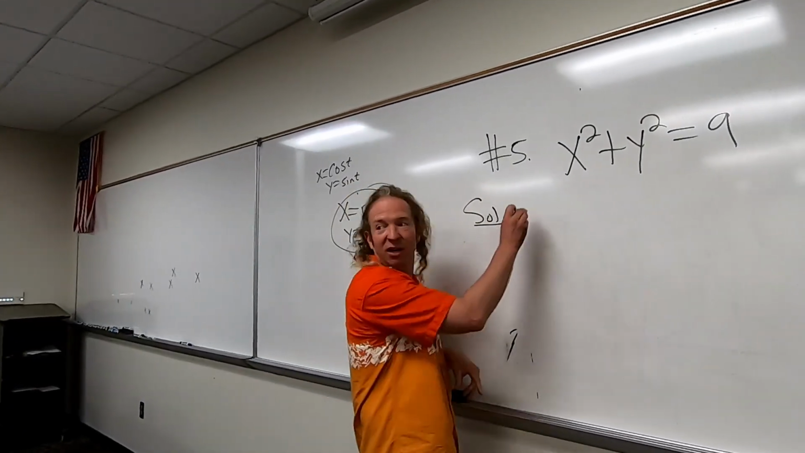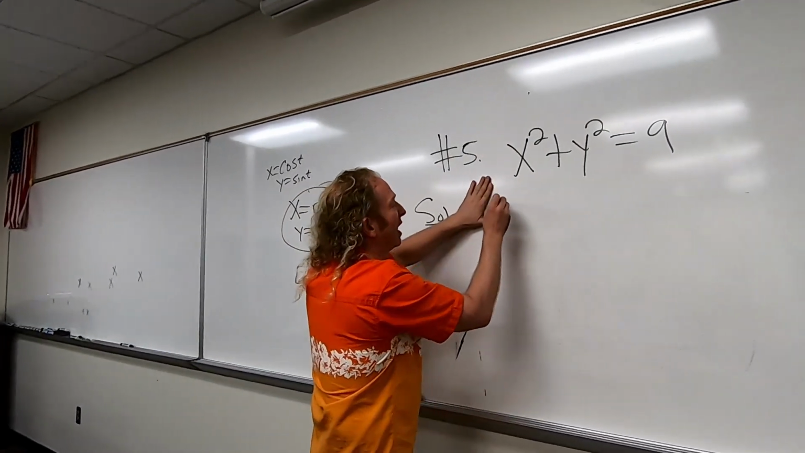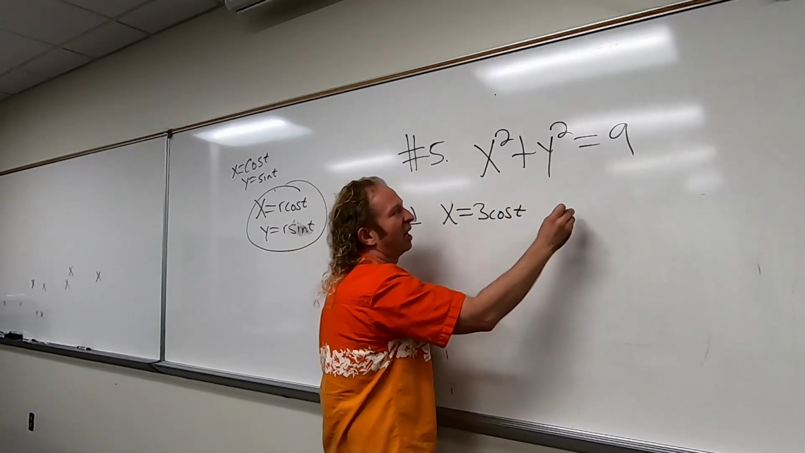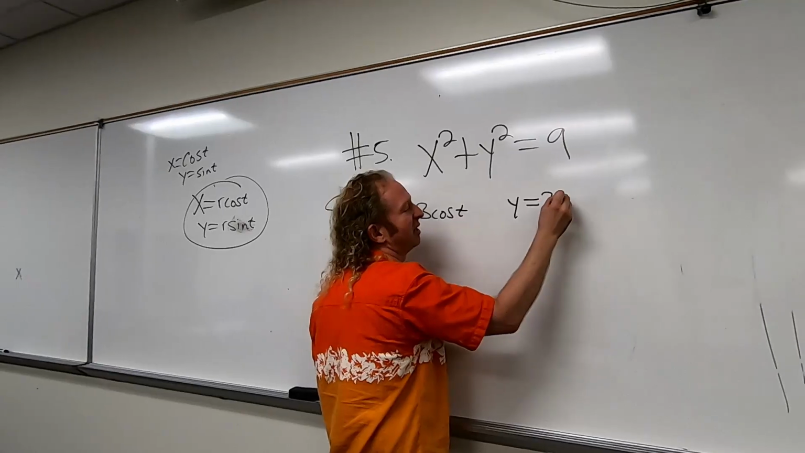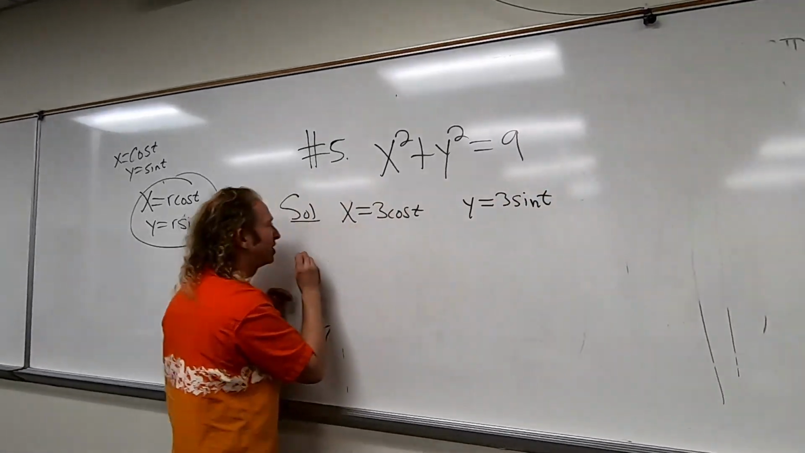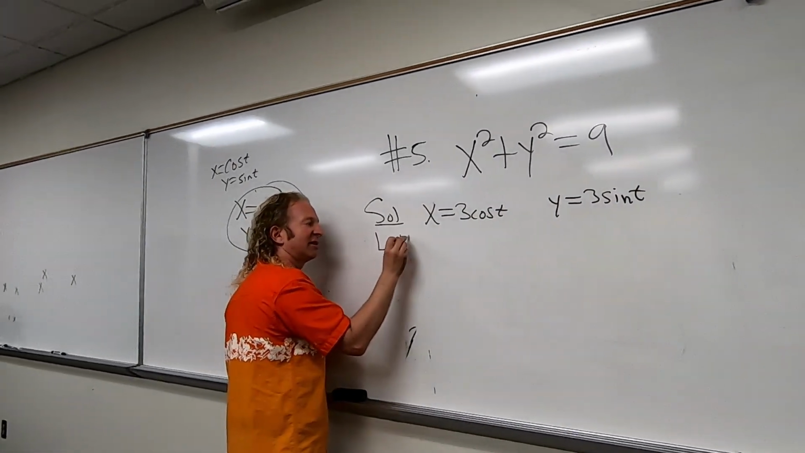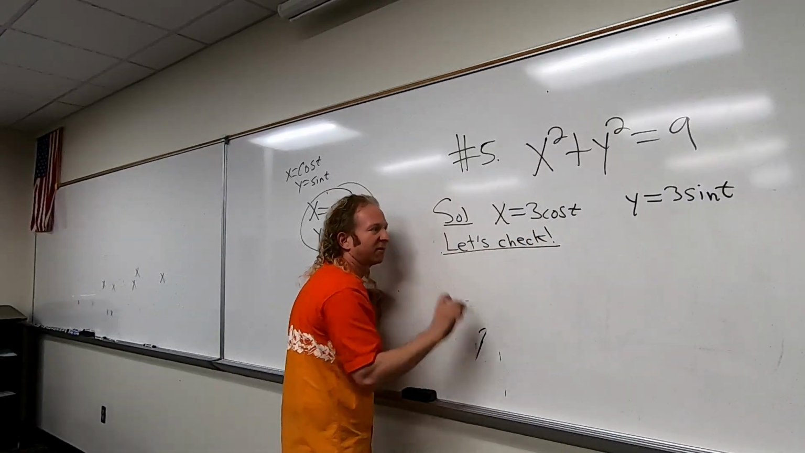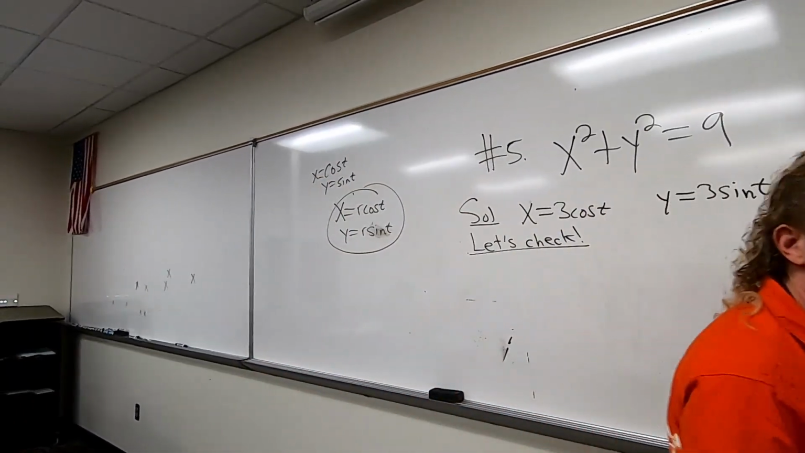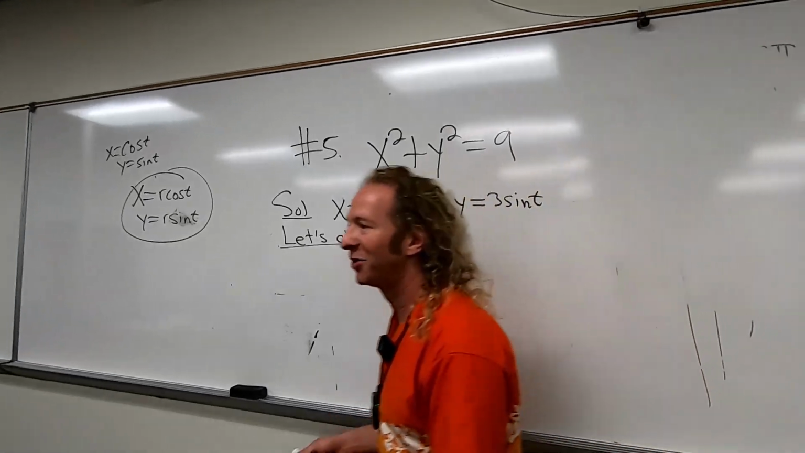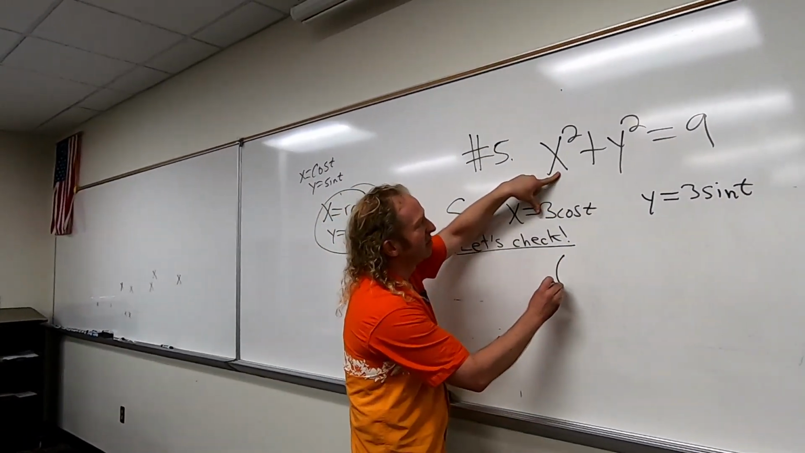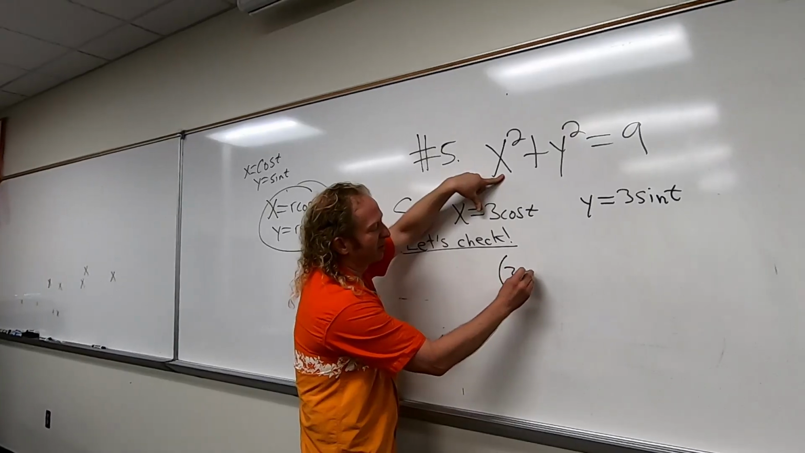Let's check. If you let x equal 3 cosine t and y equal 3 sine t, you can check. You don't have to check on the test. I'll believe you, just get it right. But let's check. So just replace it. It'll be 3 cosine t.